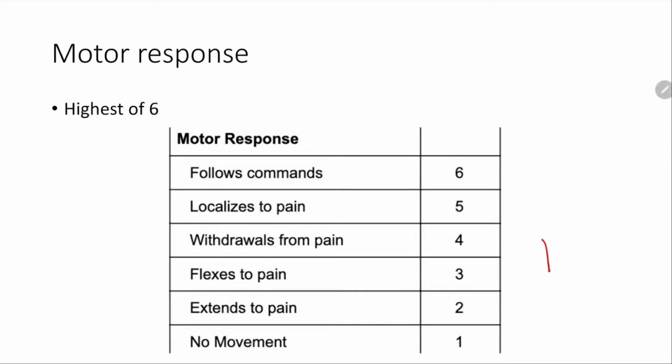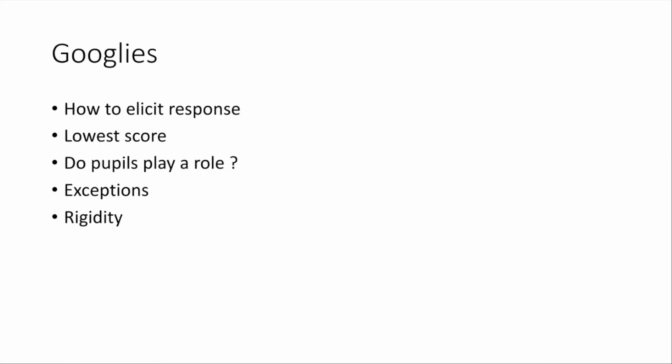So again, the motor response is graded from a score of 1 to 6. Whatever you score an individual based on these 3 components, the total gives you his Glasgow Coma Scale or GCS score. Now I want to talk to you about some googlies that can be thrown your way based on these questions from these topics.